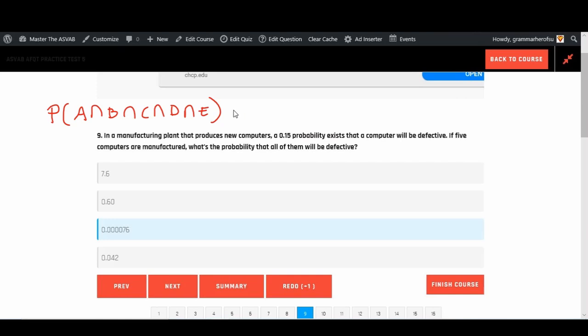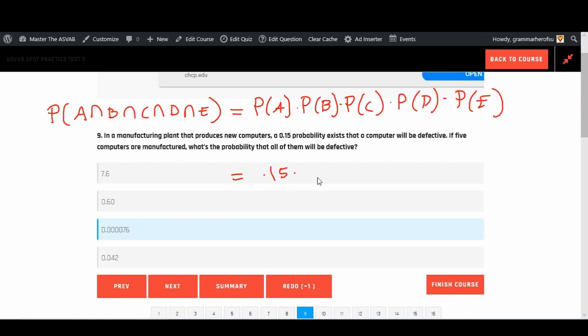And to find the probability of independent events, you find the probability of A times the probability of B times the probability of C times the probability of D times the probability of E. In this case, that looks like this. 0.15 times, let me use a multiplication symbol there, bear with me here, times 0.15 times 0.15 times 0.15 times 0.15. So this says if 5 computers are manufactured, this is the probability that all of them will be defective.